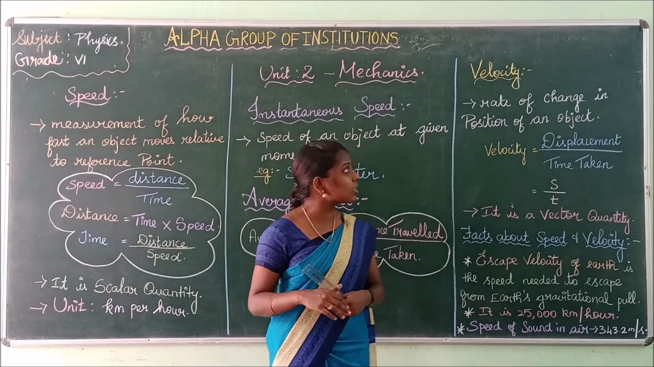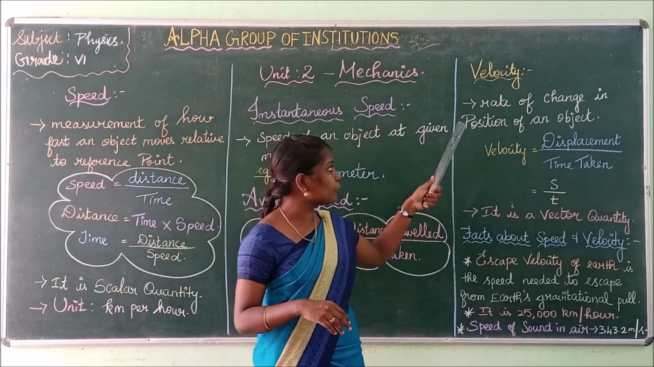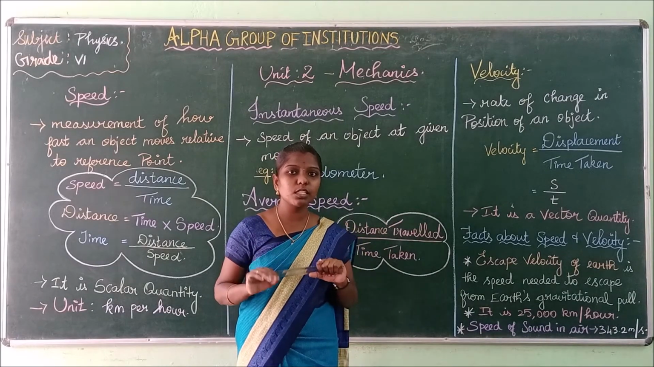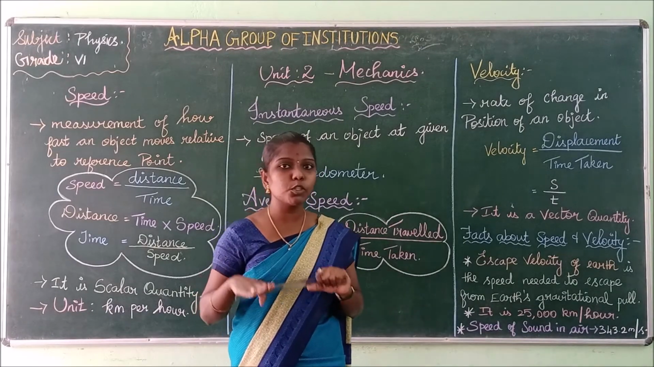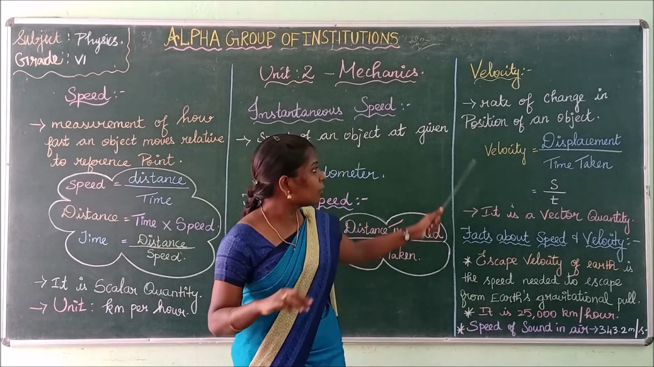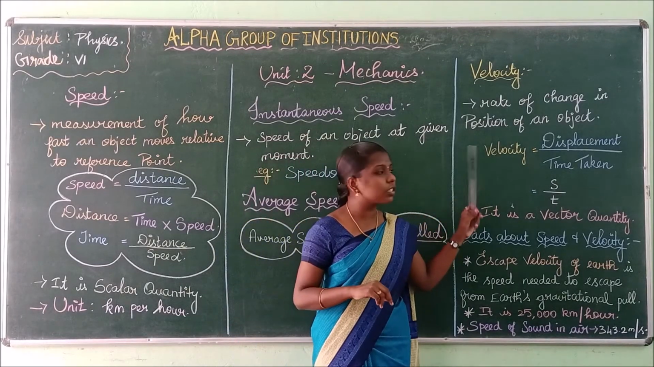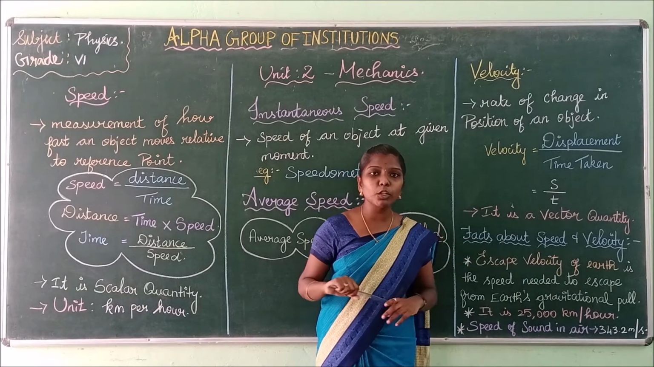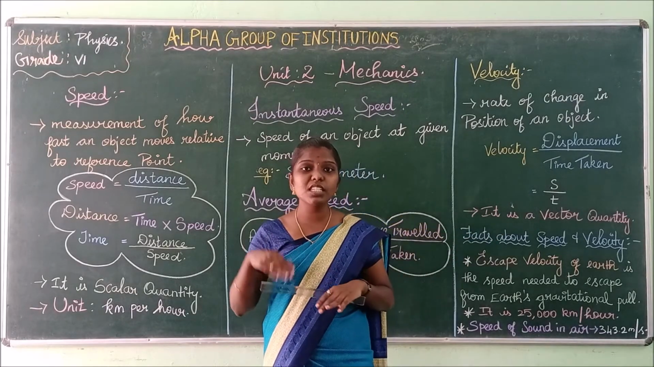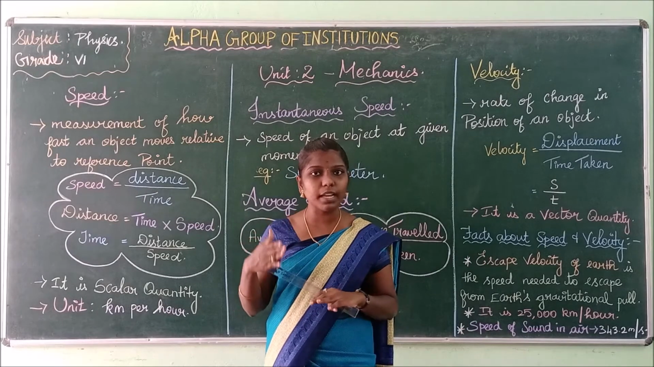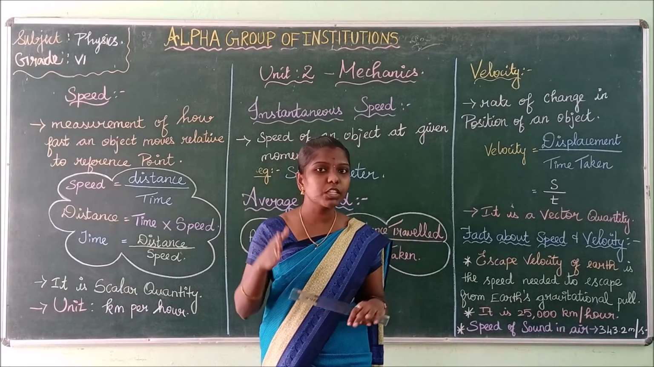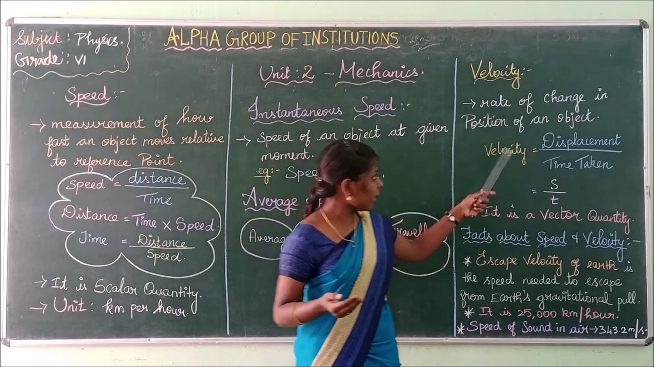What is velocity? Velocity is the rate of change in position of an object. The formula to calculate velocity is displacement by time taken. What is the formula to calculate velocity? Change in displacement by change in time. Velocity is equal to change in displacement by change in time.